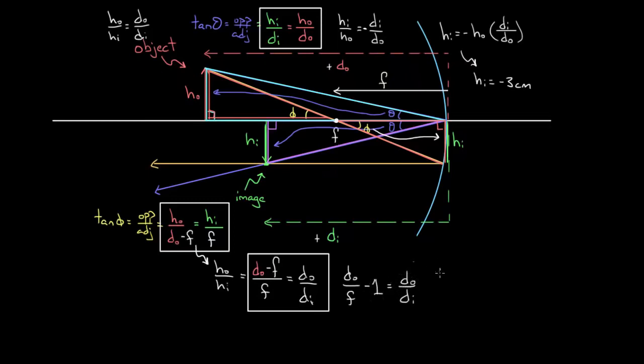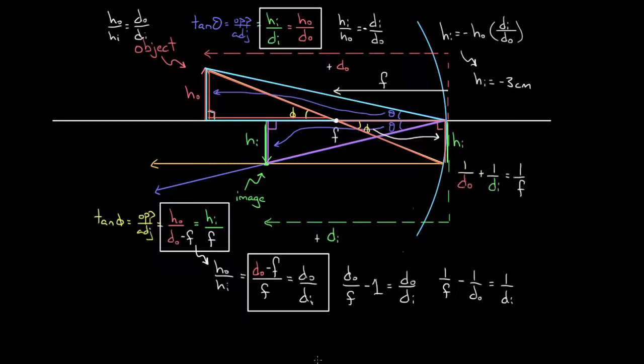If I divide both sides by DO, I get 1 over F, since the DO cancels, minus 1 over DO equals, and then the DO will cancel with this DO on top, and I just get 1 over DI. And now we made it, except it's usually written with this 1 over DO added on the right. If we add 1 over DO to both sides, we finally get the expression we wanted, which is 1 over the object distance plus 1 over the image distance equals 1 over the focal length.